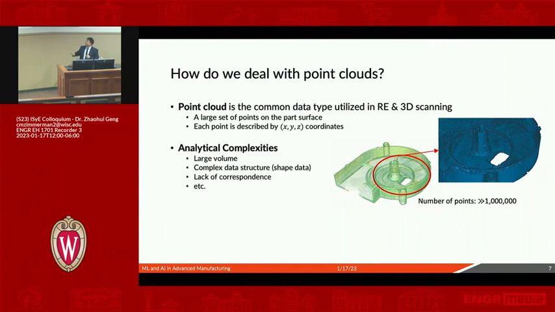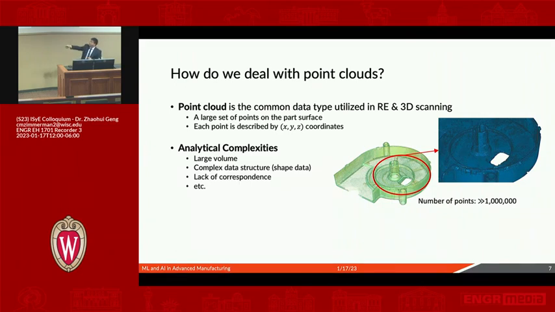The first challenge is the large volume. Let's take a look at this relatively moderately complex geometric feature. We have over 1 million points to describe the details within this feature, which gives a very high dimensionality of the point cloud data. The other challenge is a complex data structure. It's one type of shape data in 3-dimensional space, so every point is spatially correlated, right? And it's also watertight, so it's a little bit hard compared to general computer vision tasks.